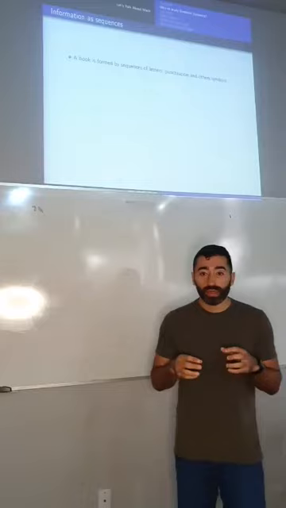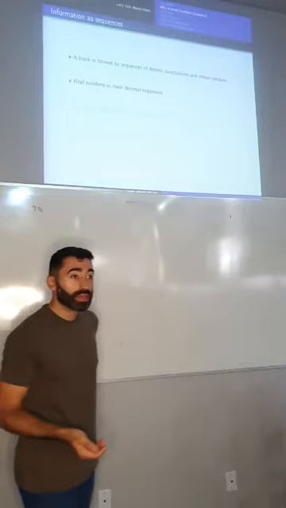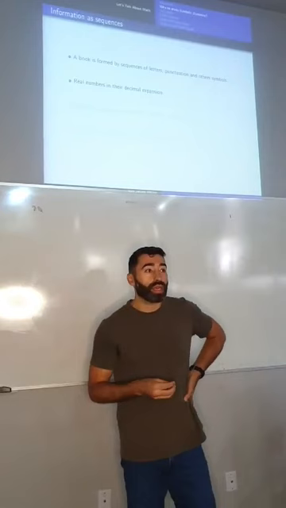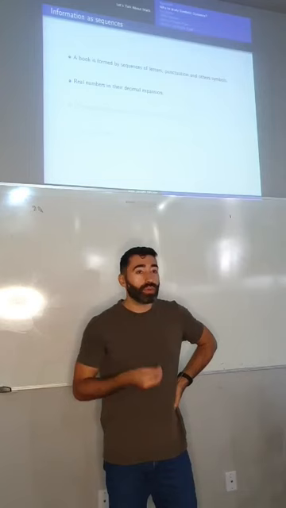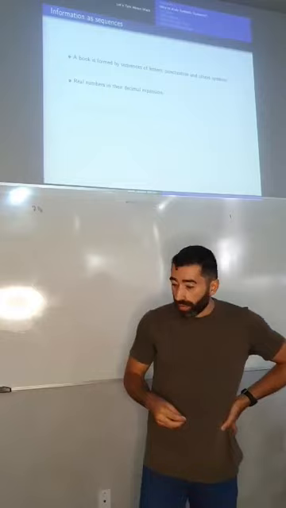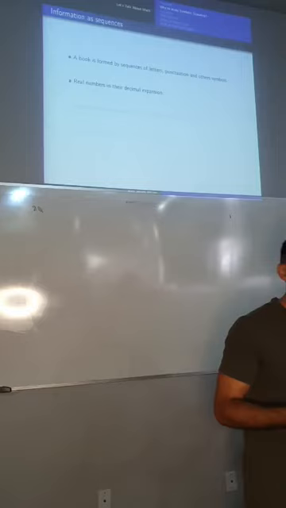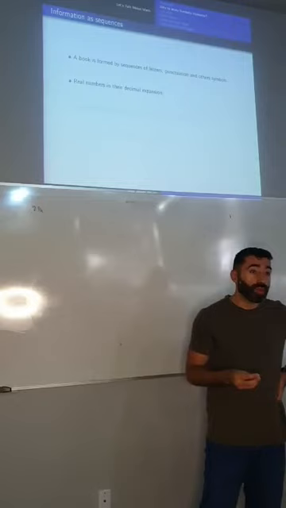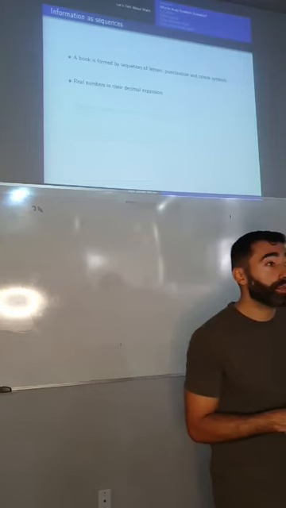Another example is real numbers. A number in its decimal expansion is constructed with the digits 0, 1, 2, up to 9. Okay? When you take a number, this number can give you information, for example, a length, an area, or another kind of measure.